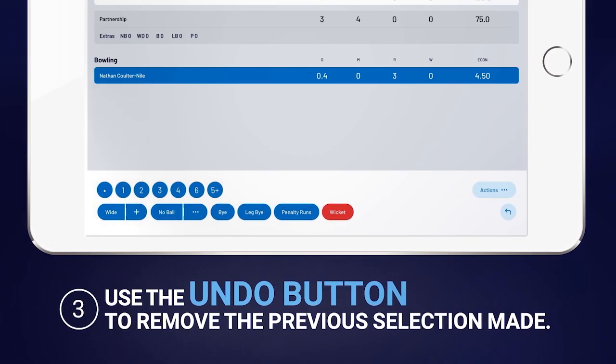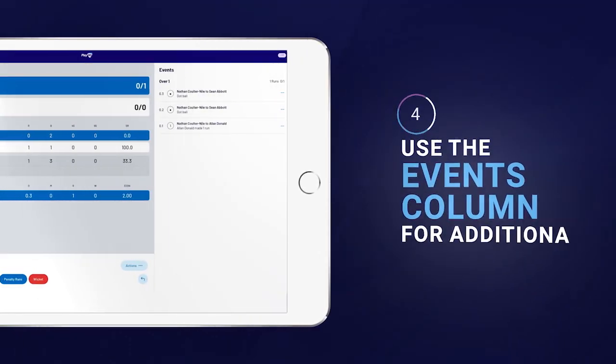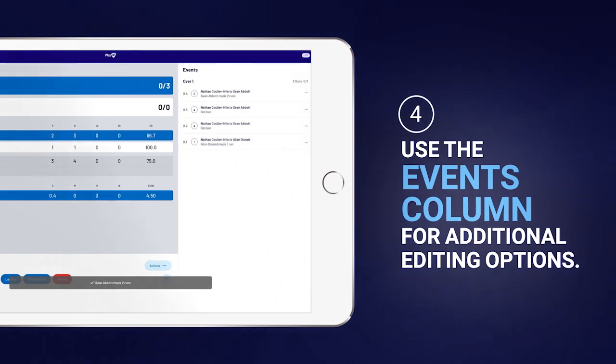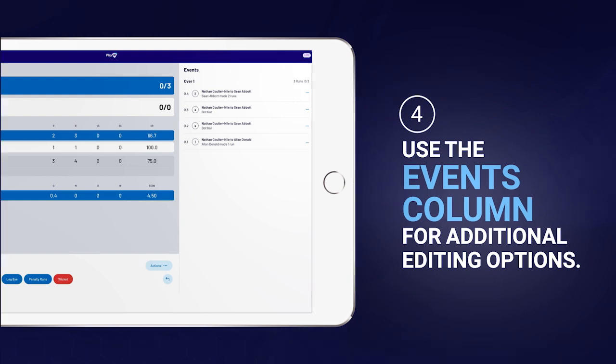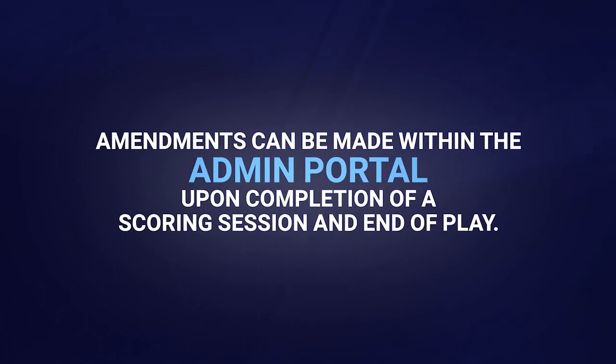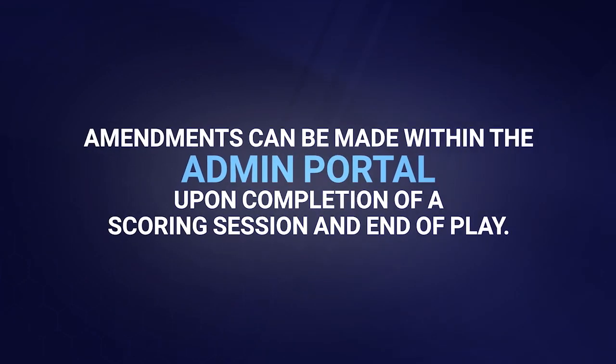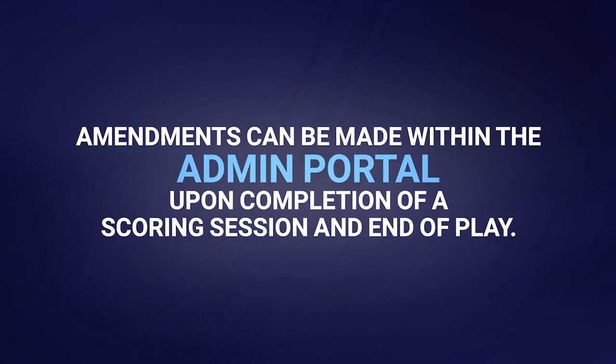If you've made a mistake, you can easily use the Undo button to remove the previous selection made. Or if you need to go back further in time, you can directly edit any previous delivery from the Events column. There is a limitation on the amount of previous balls that can be edited. If the ball in question can't be edited, know that you can make amendments within the admin portal upon completion of a scoring session and end of play.